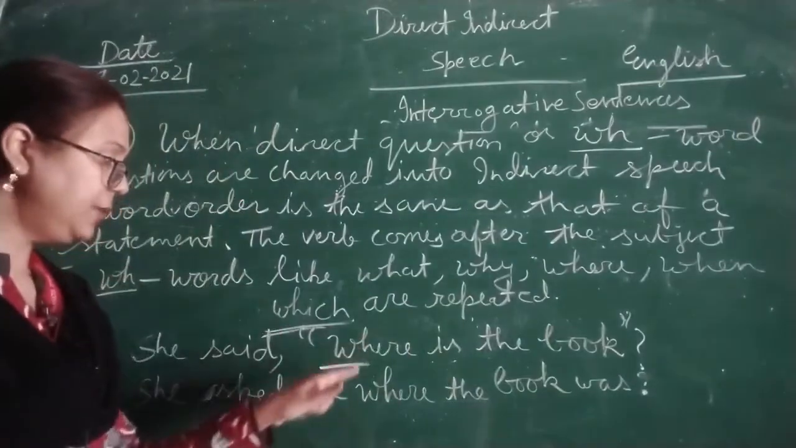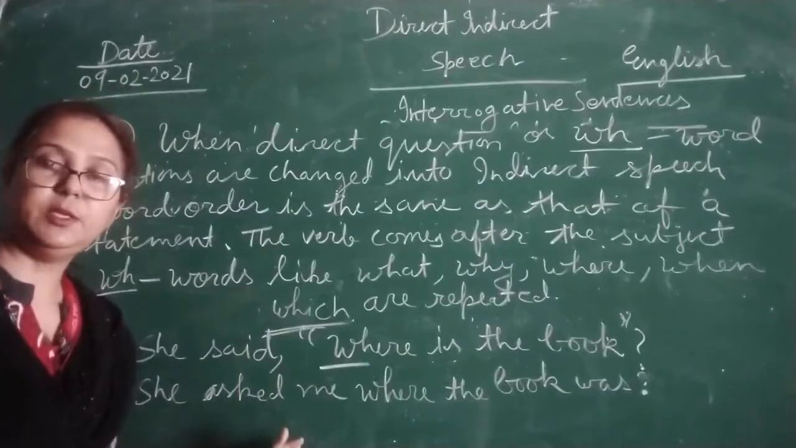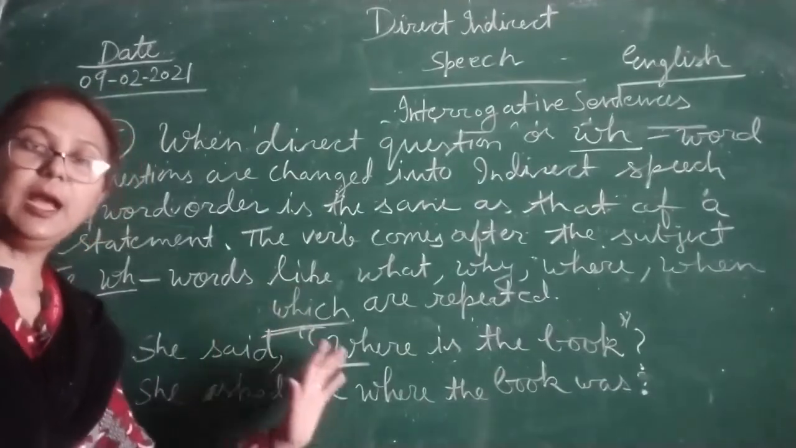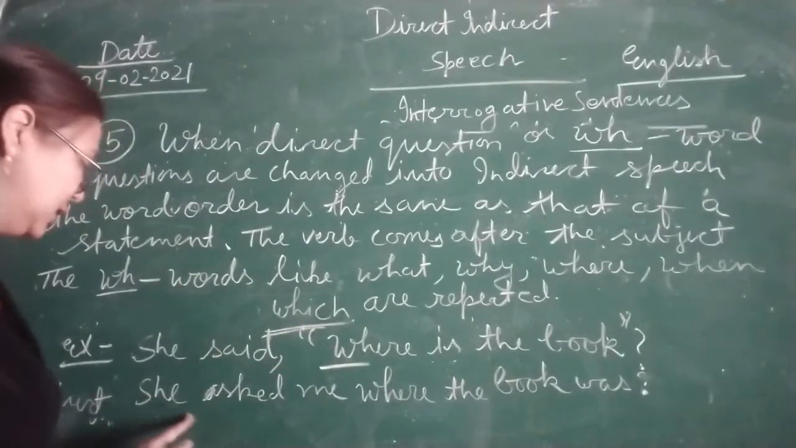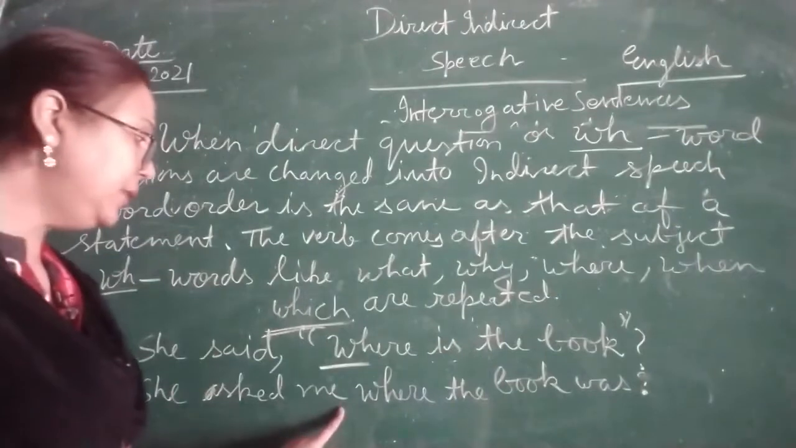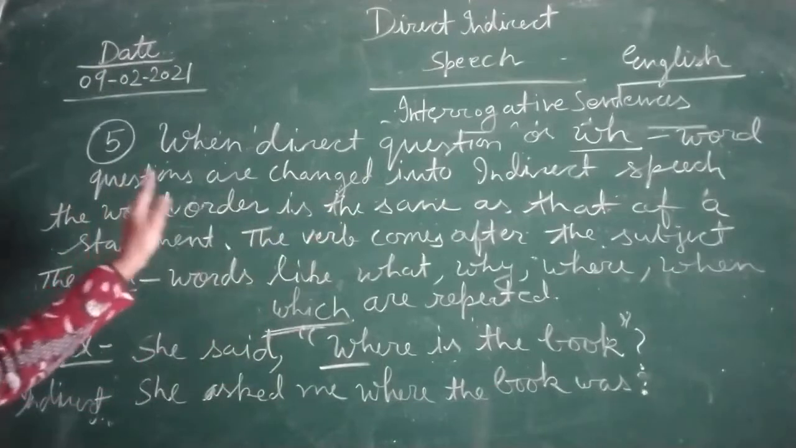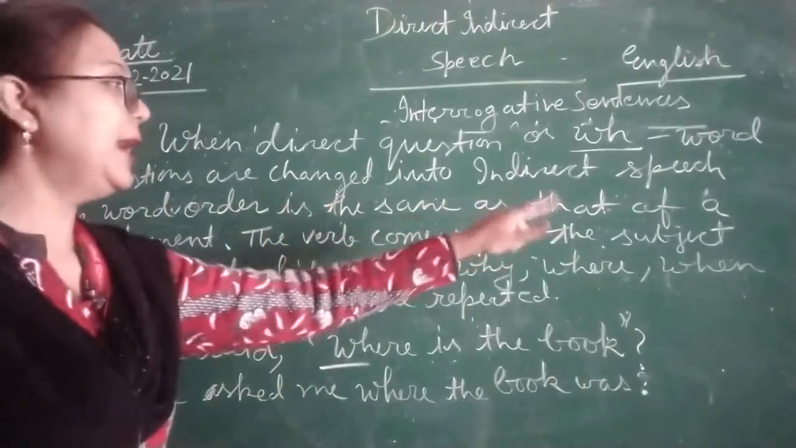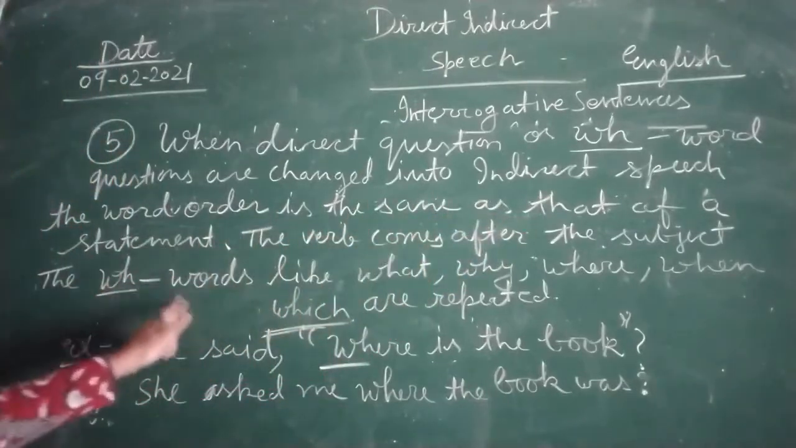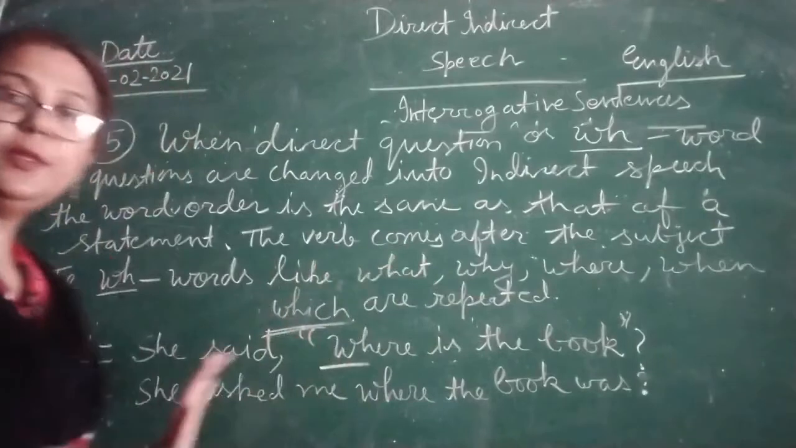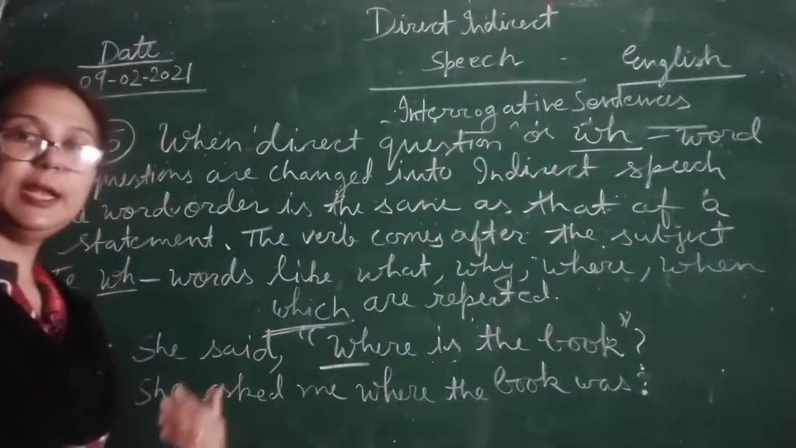Only this much. Where will be repeated. What will be repeated. Which will be repeated in the indirect speech. So we are not going to change anything in that. Only this we will change, the reporting verb, that it will become she asked or he asked, and then me, and then after that where the book was. So here, when changed into indirect speech, the word order is the same as that of the statement. The verb comes after the subject, the WH word. Okay, so these types of sentences will remain the same as we have been doing in making direct to indirect speech.